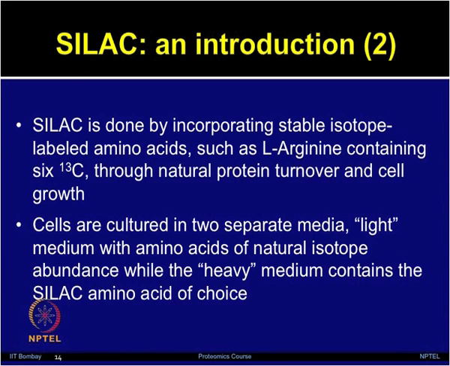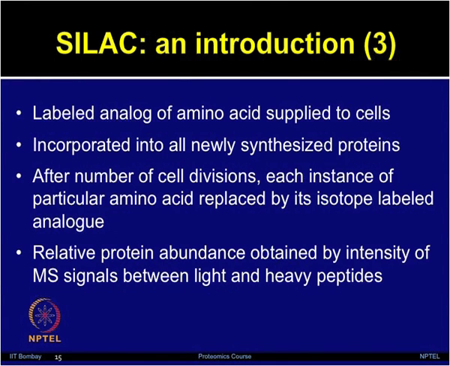The cells are cultured in two separate media for the light and the heavy forms. So, the light medium with amino acids of natural isotope abundance, whereas the heavy medium contains the SILAC amino acids of choice. These are usually commercially available. So, the labeled analog of amino acids are supplied during the growth of these cells, which are incorporated during the protein synthesis in all the newly synthesized proteins.